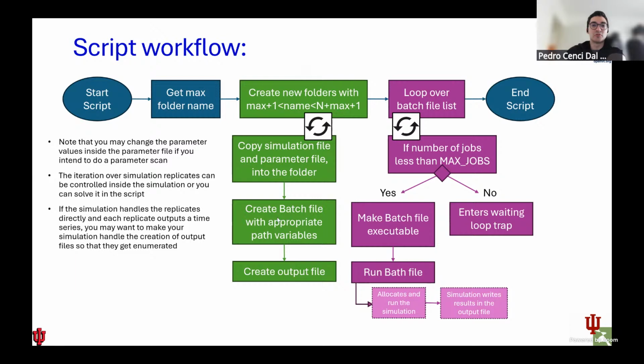So when you create all of these files, you create all your batch files. It's a good idea to save your batch files in a list. Once you have this list, you loop over all the batch files you have and you submit the jobs. Simple as that. So you loop over all the batch files and you run them in your script. But there is a problem.